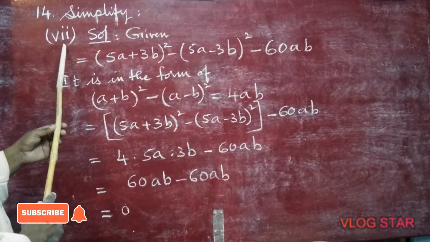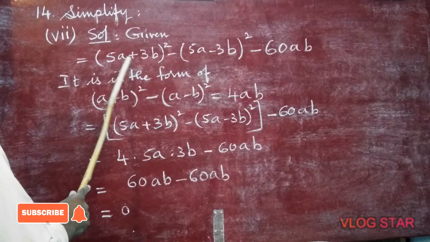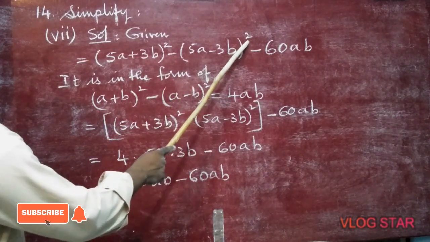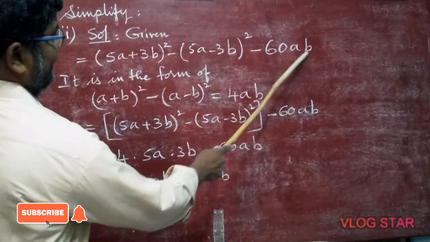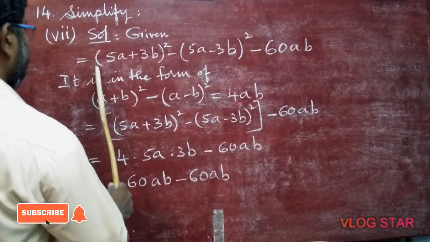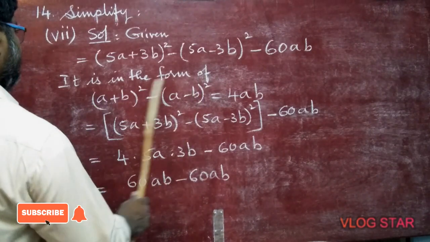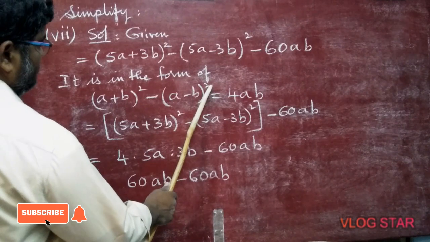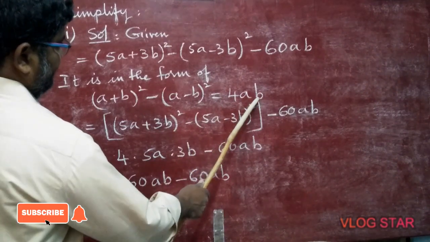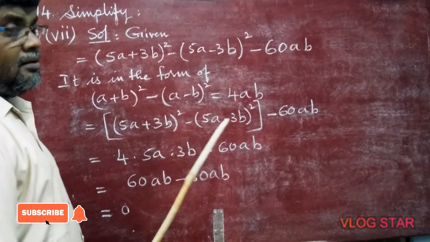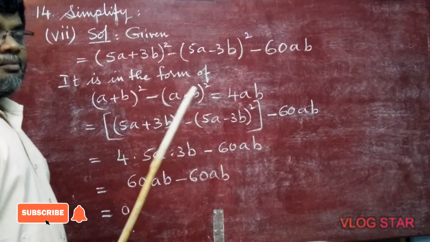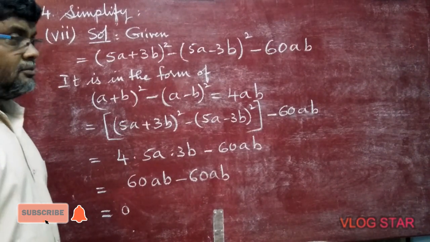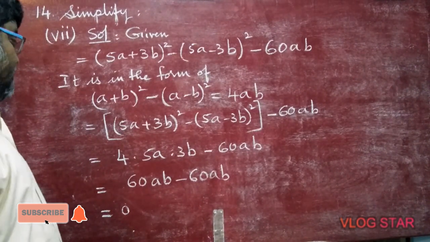14th problem, 7th bit. (5a+3b)² − (5a−3b)² − 60ab. The first and second terms are in the form of (a+b)² − (a−b)², that is equal to 4ab. You have to read and learn by heart all these formulas. With the help of these formulas only we can solve these problems easily. So read whenever you find time.